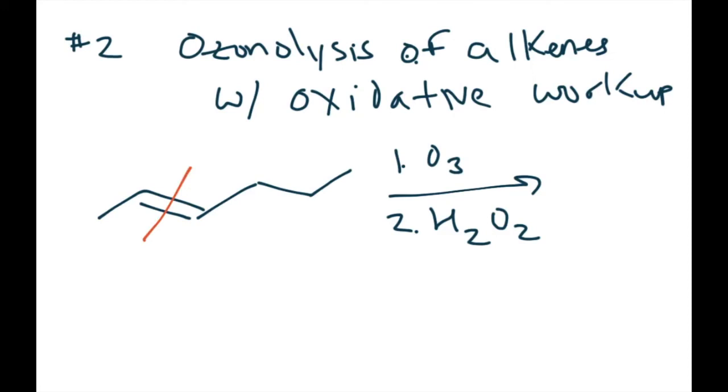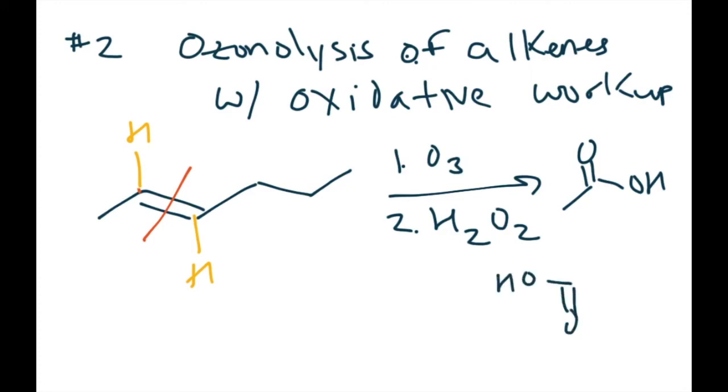That's going to break your double bond, and you're going to turn your vinyl hydrogens here and here into OHs. So you're going to have OH, and then you're going to keep your carbons: 1, 2, 3, 4; 1, 2, 3, 4; 1, 2; 1, 2. All right. So that only works when, remember, you have vinyl hydrogens.